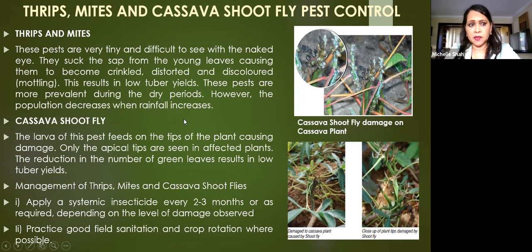Cassava shoot fly, which is shown in the picture on the right. The larva of this pest feeds on the tips of the plant, causing damage. Only the apical tips are seen in affected plants. The reduction in the number of green leaves results in low tuber yields. Management of thrips, mites, and cassava shoot flies is done by applying a systemic insecticide every 2 to 3 months, or as required, depending on the level of damage. Practice good field sanitation and crop rotation where possible.